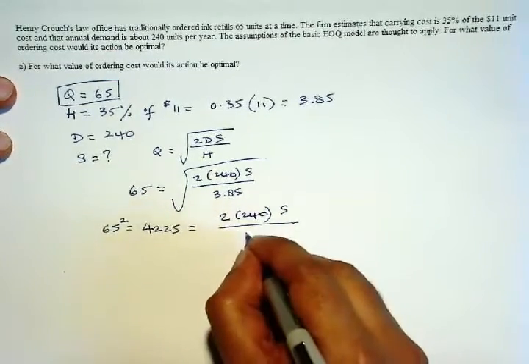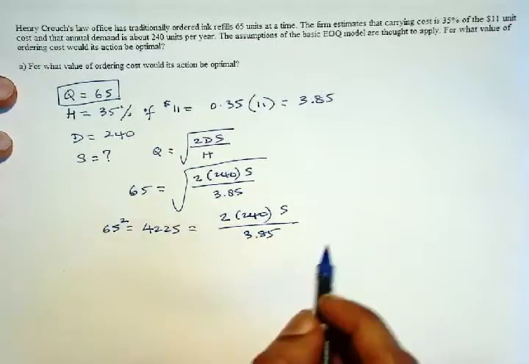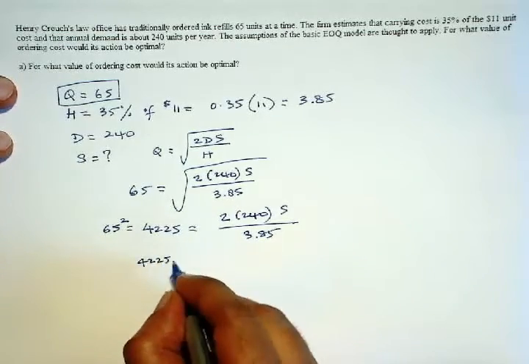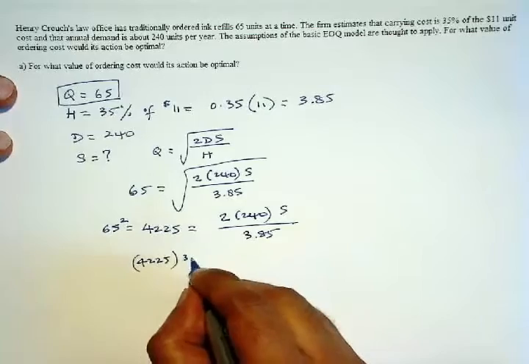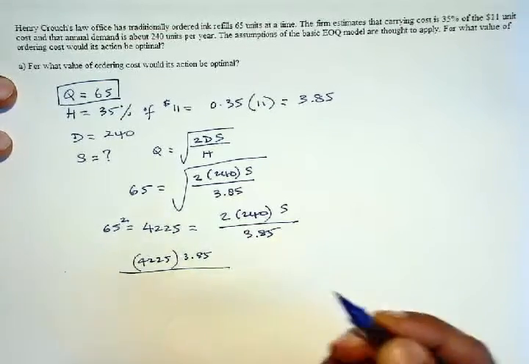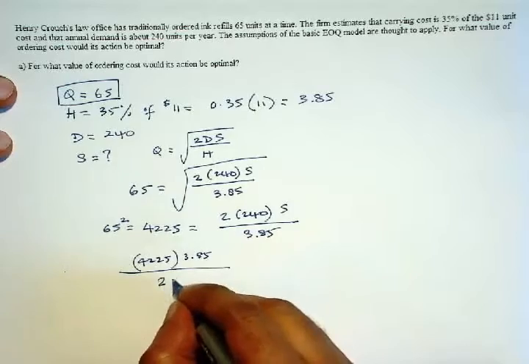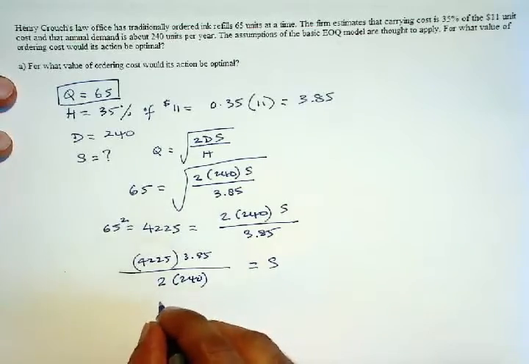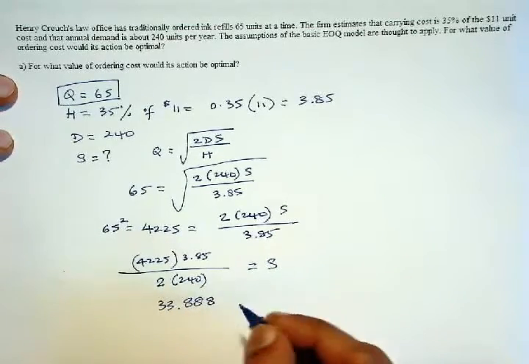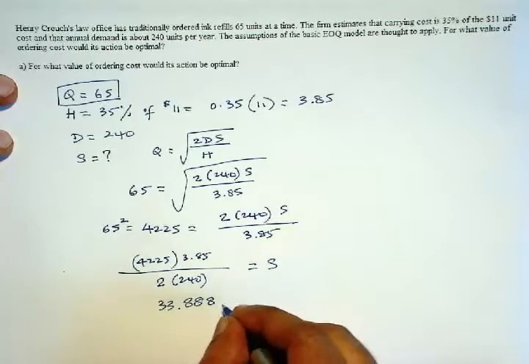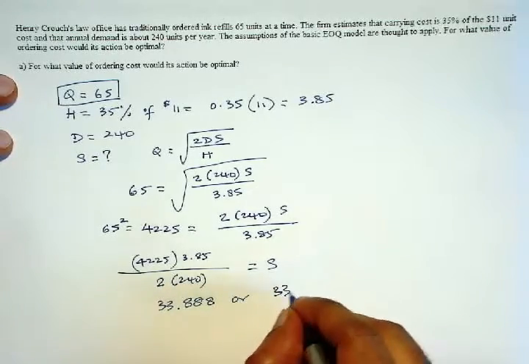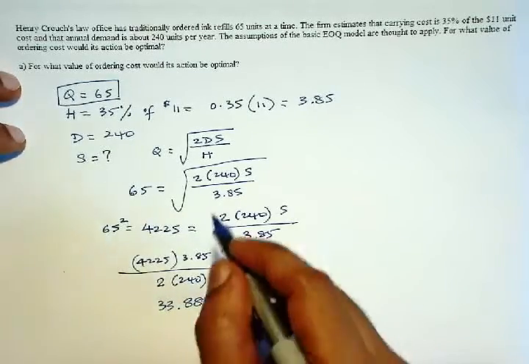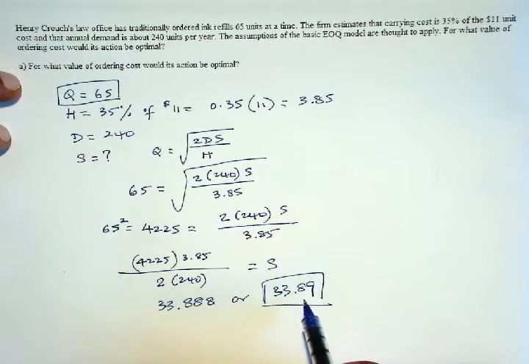Okay, so now you solve for S, so that will be 4225 times 3.85 divided by 2 times 240, and that is equal to S, and that turns out to be 33.888, or 33.89. So the question in the study plan asks you to give the answer to two decimal places.